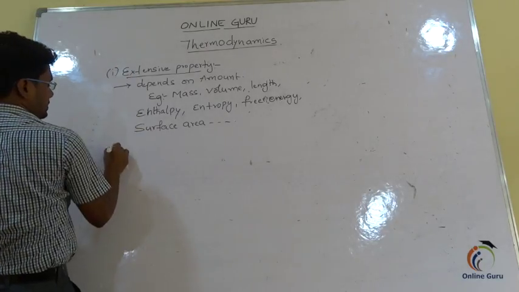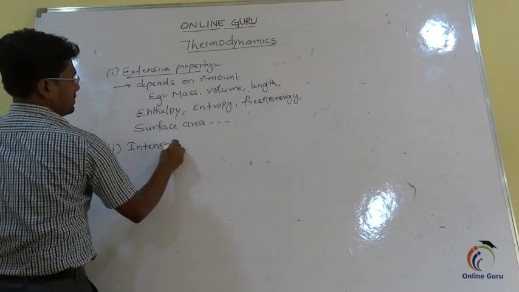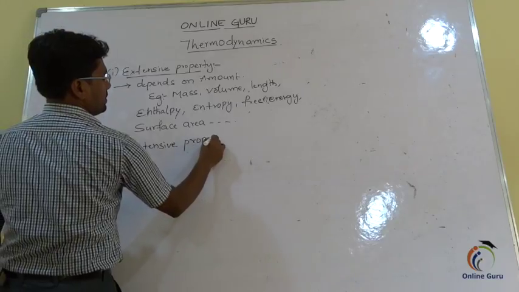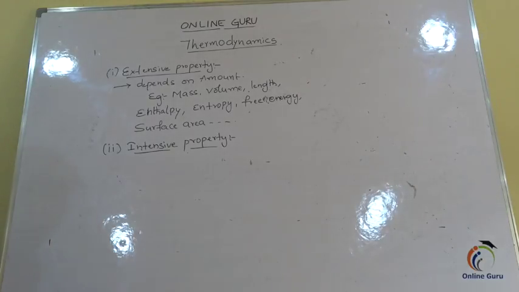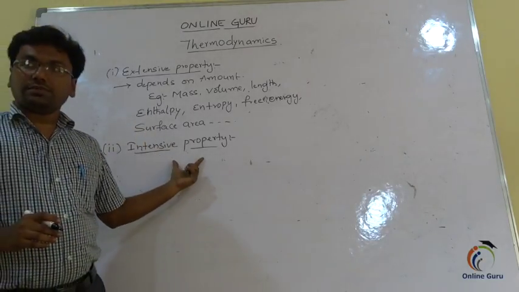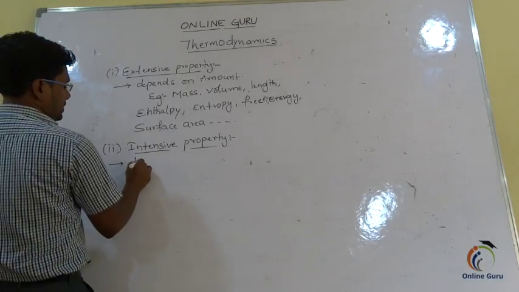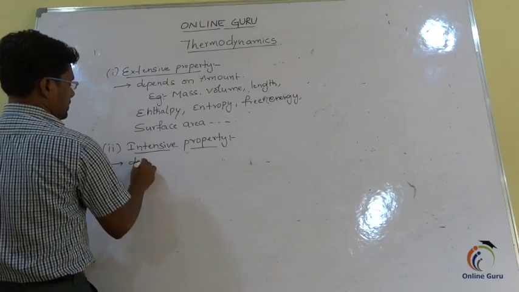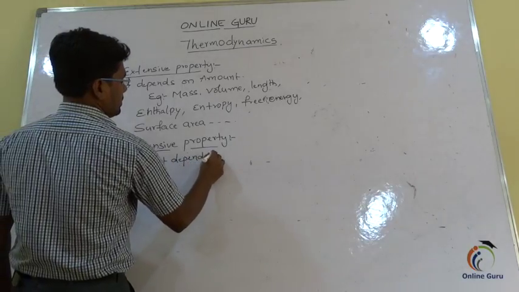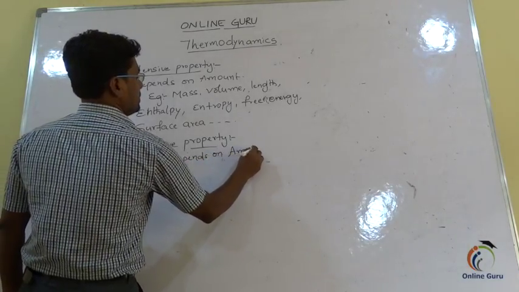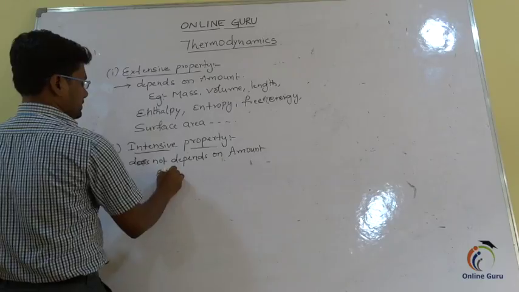So next one is intensive property. The thermodynamic variable which does not depend on the amount or quantity of a substance is called an intensive property. So for example, here these do not depend on amount, then those properties are called intensive properties.